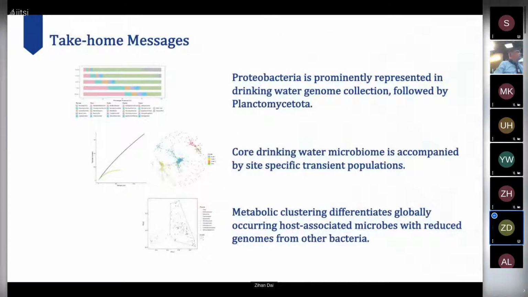To sum up, here are 3 take-home messages. First, Proteobacteria is prominently represented in the drinking water genome collection, followed by Planctomycetota. Second, the core drinking water microbiome is accompanied by site-specific transient populations. Last but not least, metabolic clustering differentiates globally occurring host-associated microbes with reduced genomes from other bacteria.